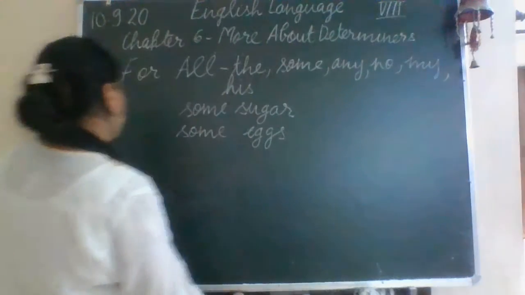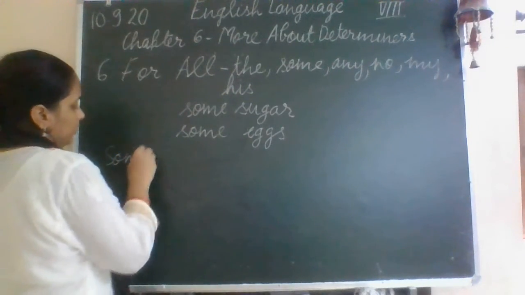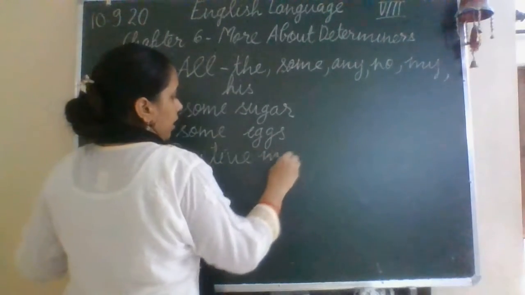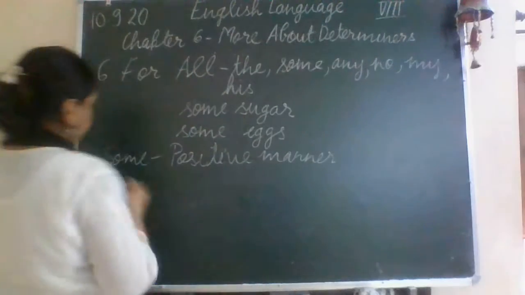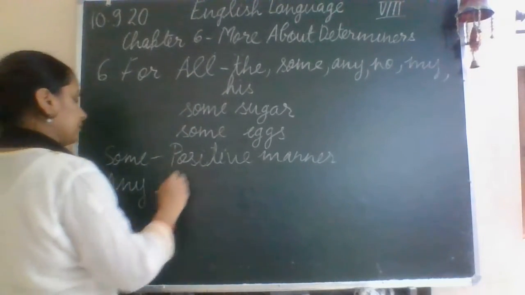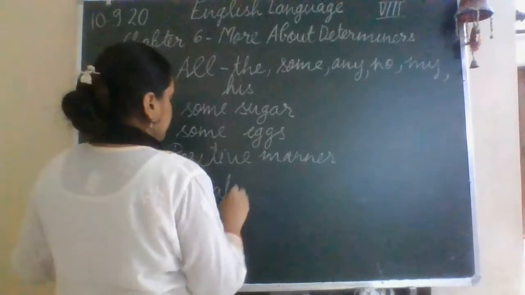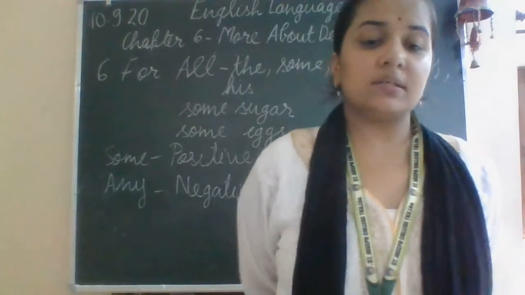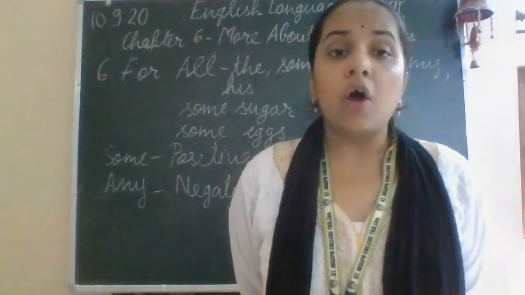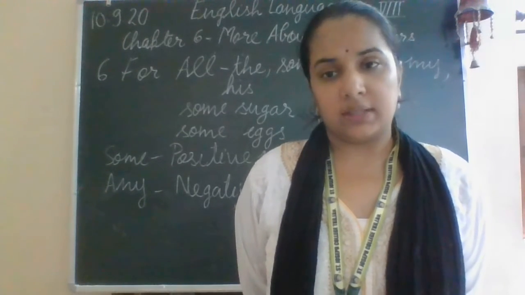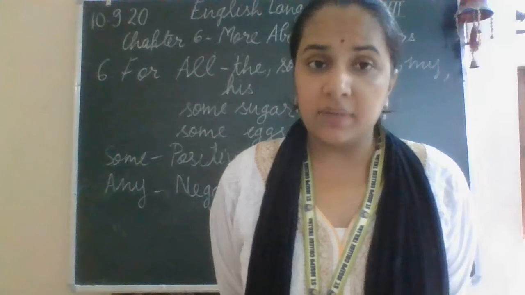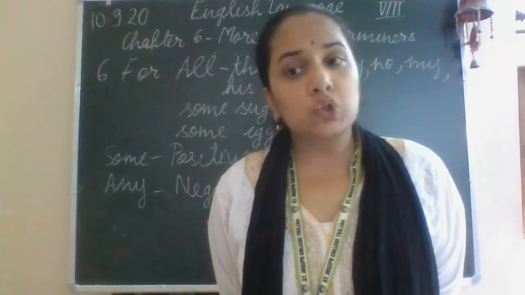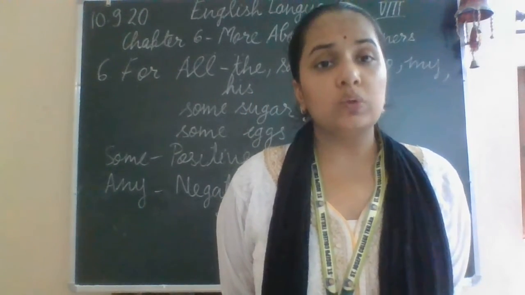So some will be used in the positive manner, any will be used in the negative manner. Now the next is, wherever you have to request for the things. Would you please get me some bread? Can you give me some books? Can you give me some food? So whenever you are requesting, you can use some.